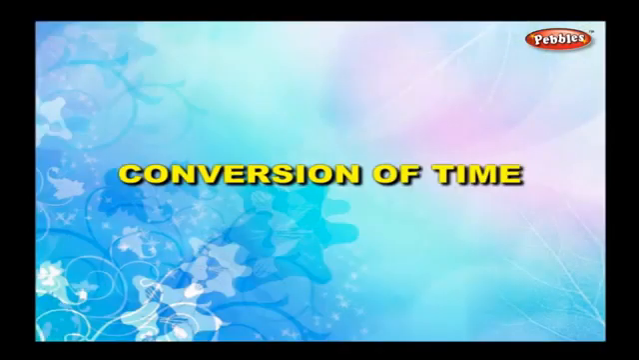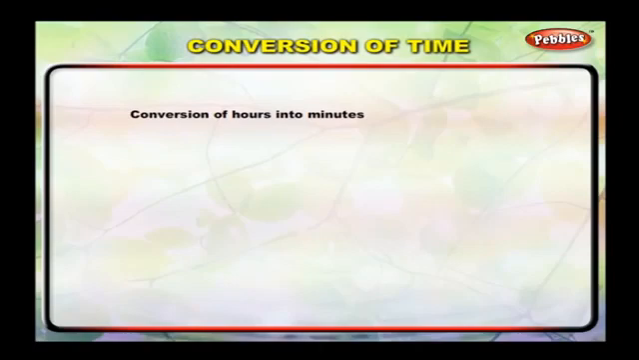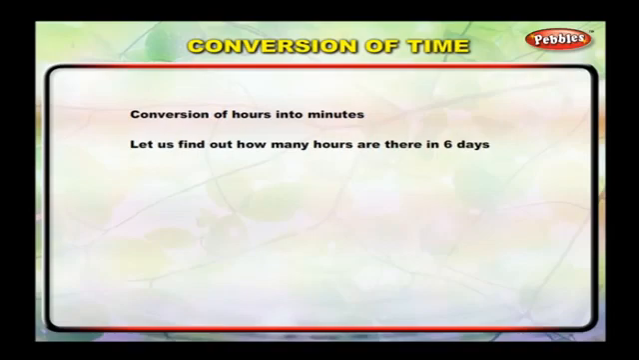Conversion of time. Conversion of hours into minutes. Let us find out how many hours are there in 6 days. 1 day is equal to 24 hours. 6 days is equal to 6 into 24, which is equal to 144 hours.